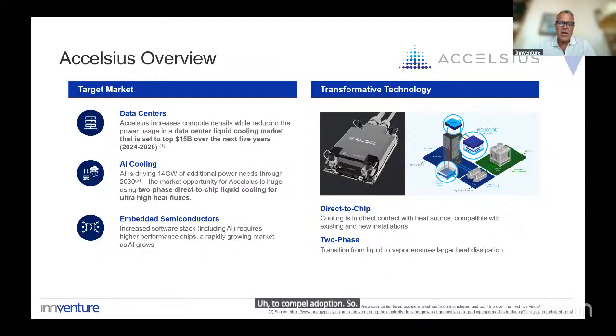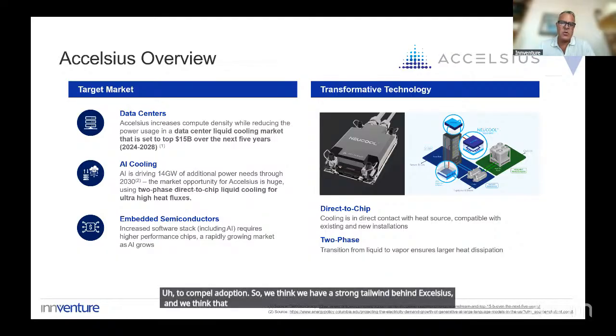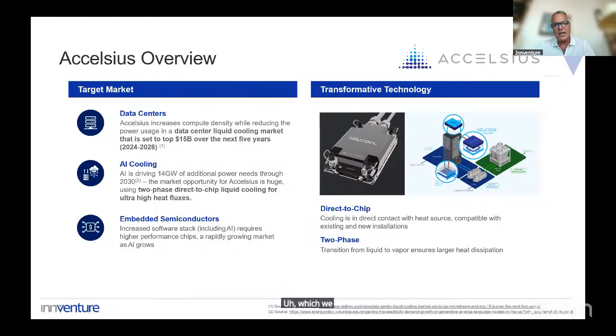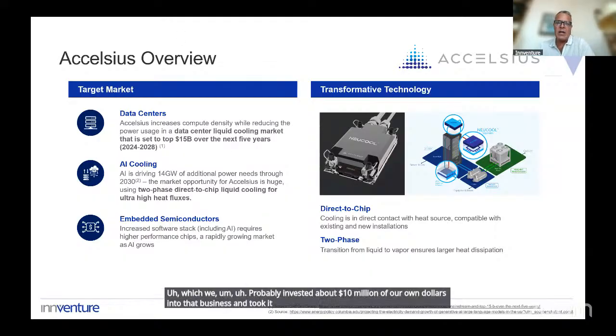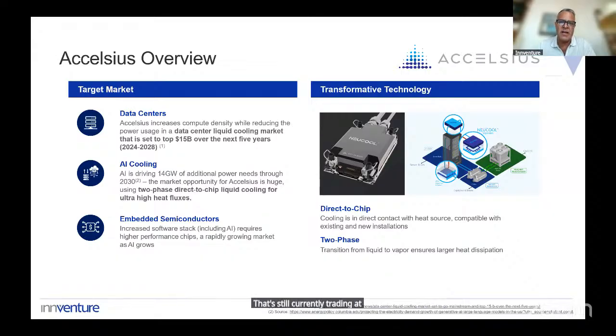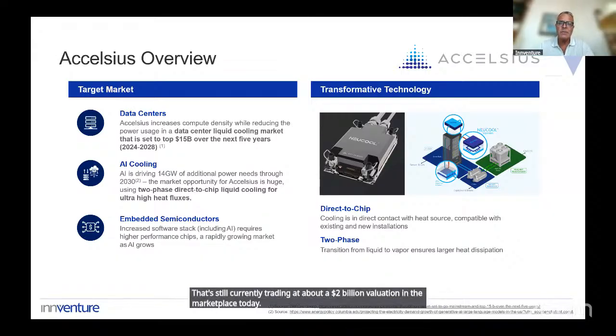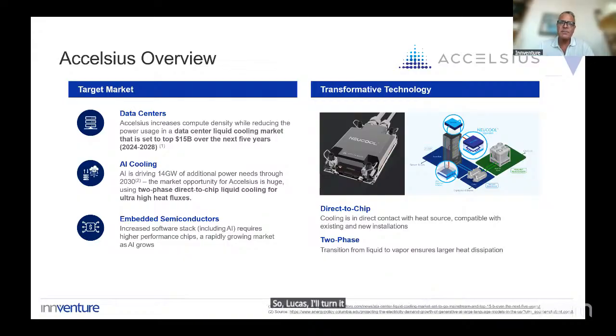So we think we have a strong tailwind behind Excelsius, and we think that is going to be another proof point for Innventure. The first proof point, of course, being in the first company we created, PureCycle, which we probably invested about 10 million of our own dollars into that business and took it public in 21 at a $1.2 billion valuation. We've distributed all the gains out to the shareholders in that. It's still currently trading at about a $2 billion valuation in the marketplace today. So Lucas, I'll turn it back to you.